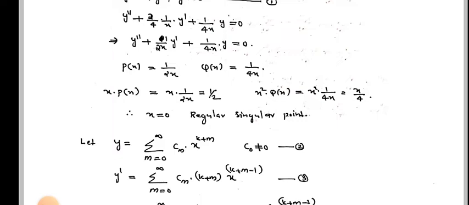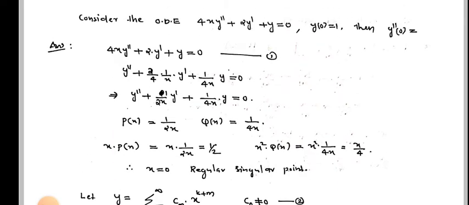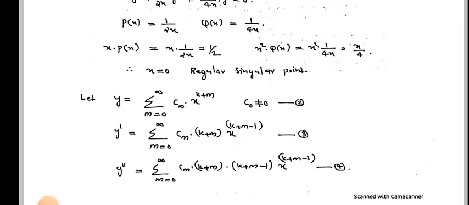Consider the solution of the given differential equation as a power series. Let y be equal to the sum over m from 0 to infinity of c_m x^(k+m), where c_0 is not equal to 0. This is equation number 2. Therefore, y' is equal to the sum over m from 0 to infinity of c_m (k+m) x^(k+m-1). This is equation number 3.